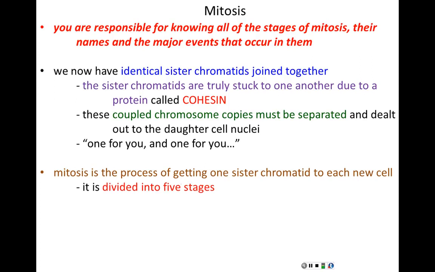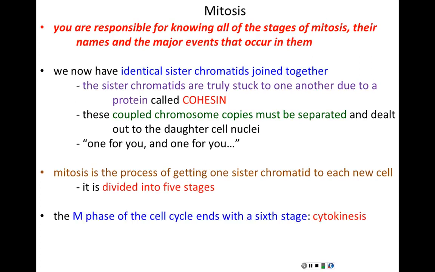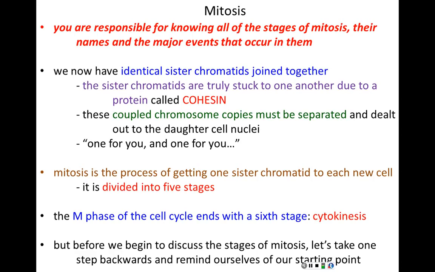And mitosis is divided into 5 stages. The M phase of the cell cycle is mitosis. All 5 stages of mitosis make up the M phase of the cell cycle. The 6th stage of the M phase is referred to as cytokinesis. Cytokinesis is cell splitting. That's what that word means. That's when the mother cell truly divides in half, creating 2 new daughter cells.